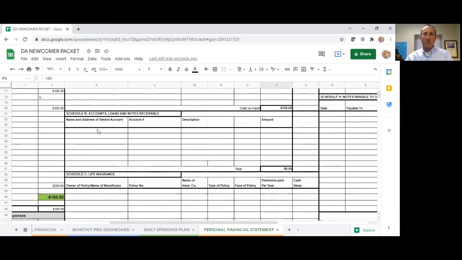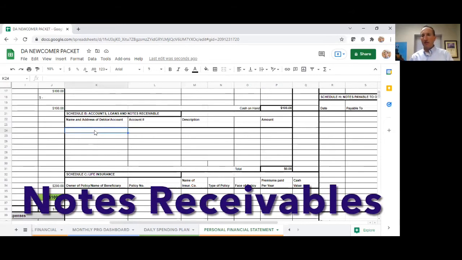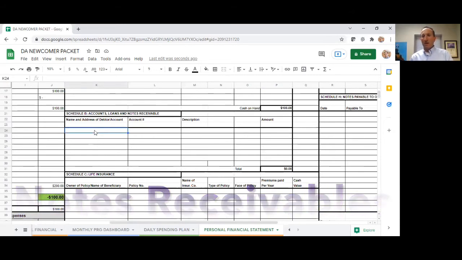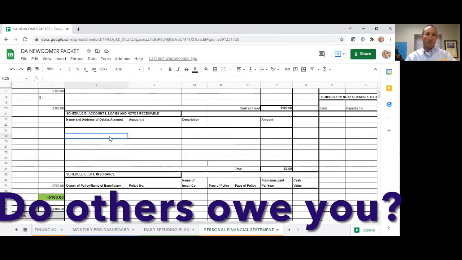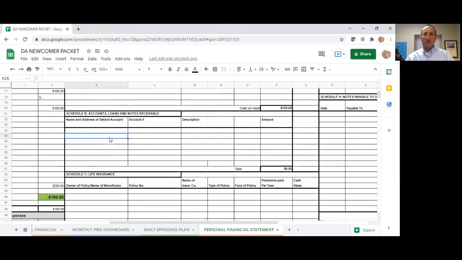Schedule B is for any kind of accounts or loans or notes receivable. So if I have a small business, or if I have a B job and they owe me some money, this is where I'll list that job or that client, maybe the account number or the invoice number. A description of what it is might be helpful to you. Loaned Jimmy $200 and the amount. This is also where you can put, if you did a job and he owes you money, or any kind of accounts receivable that you've got, it goes right there.